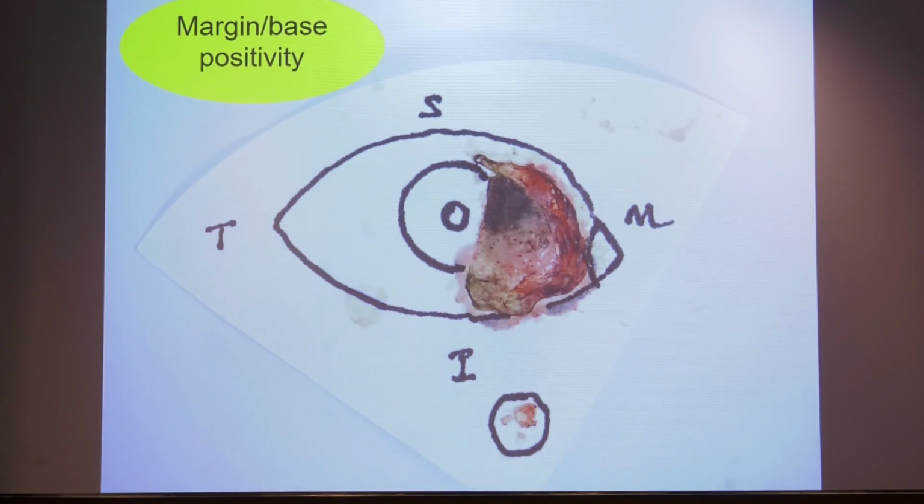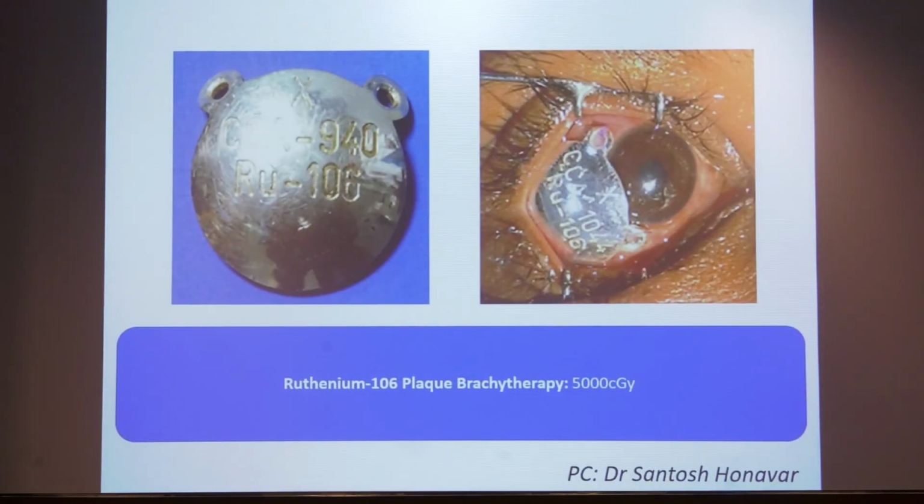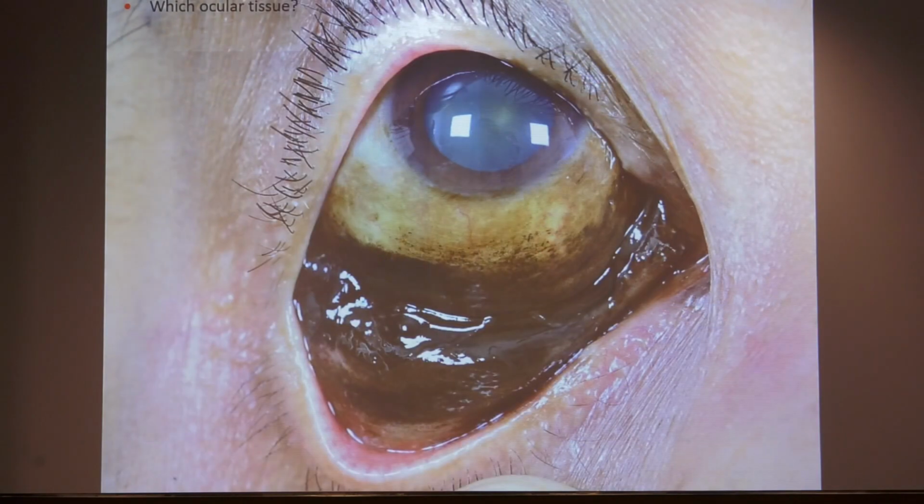Once you submit the resected tumor for histopathology, you must always ask whether there was any margin or base positivity, because if there is margin positivity, generally you need to treat adjuvantly with interferon or mitomycin therapy, and if there is a base positivity, you generally need to treat with plaque brachytherapy to minimize the chances of recurrence.